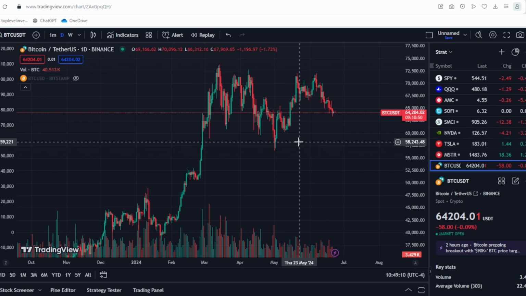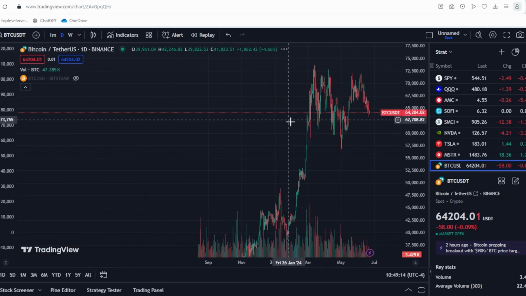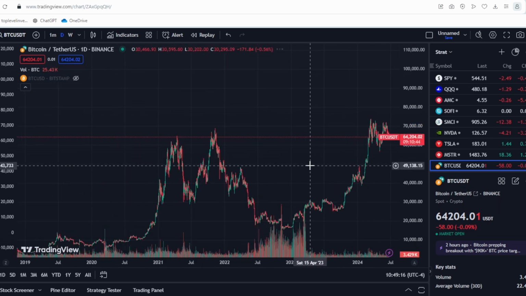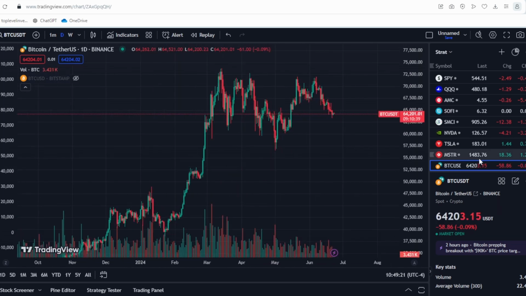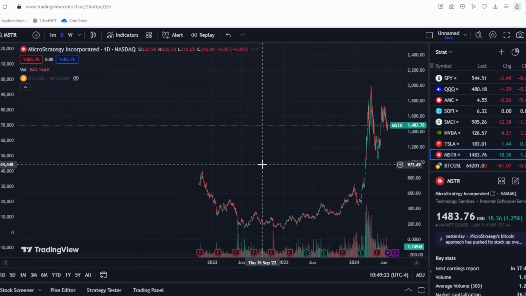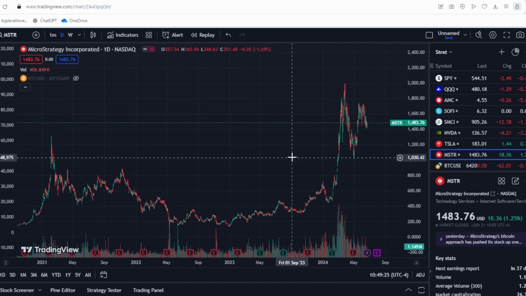In summary, the financials and strategic choices of MicroStrategy appear highly risky, especially given the potential for a sharp decline in Bitcoin's value. The company's approach to managing its Bitcoin holdings and debt could lead to significant financial instability if the market turns against them.